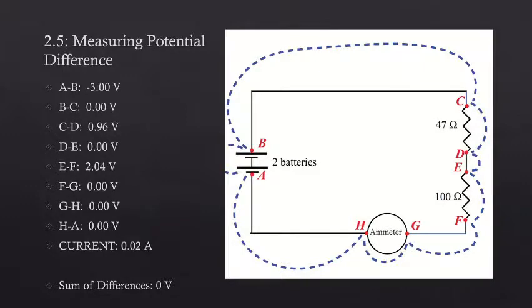Measuring potential difference across the two batteries, there's a negative 3 volt potential difference. Across the first resistor, that value is 0.96 volts. The second resistor, 2.0 volts. And when all the values are summed together, it sums to 0, which is expected and predicted.